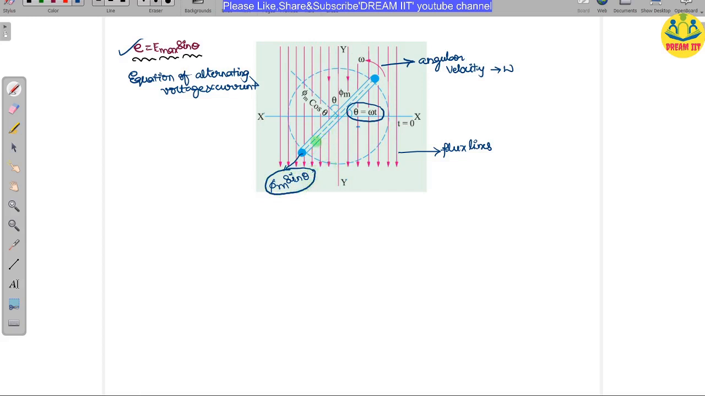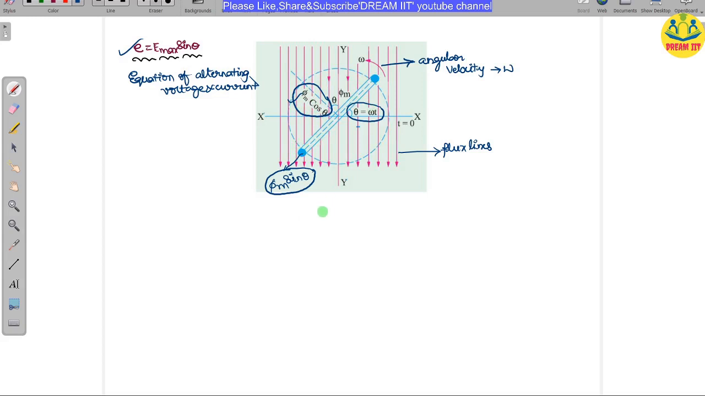That means no EMF is induced by that component, but if you observe the other component, phi max cos theta, it keeps increasing as the conductor moves anti-clockwise. This horizontal component is very important, since it makes some angle with respect to the field lines. This component produces the EMF induced in the coil, because it is perpendicular to the field lines.